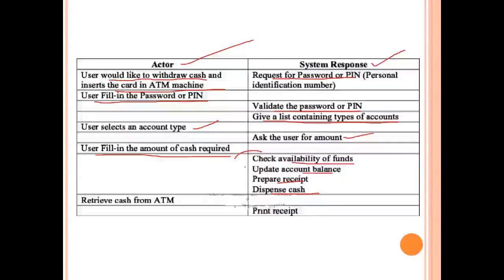So the user has to select the options. Then the user can retrieve cash from the ATM and the system is going to print the receipt. So this is how, based on different users' input, the system is going to respond. So all these test scenarios will be understood here from the user's point of view. So what type of users are going to use the system, based on that the test case scenarios will be identified.